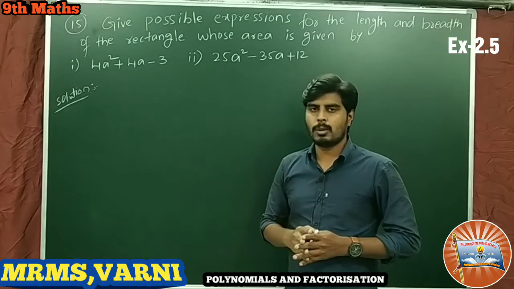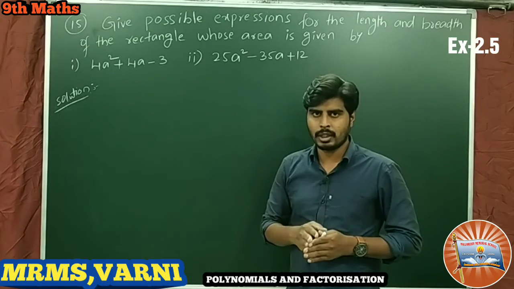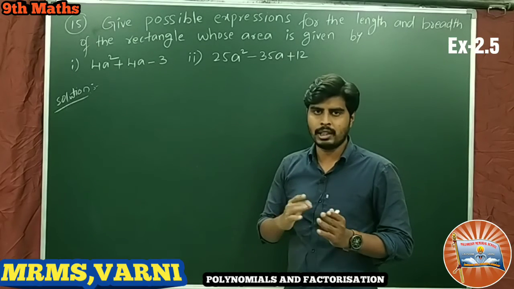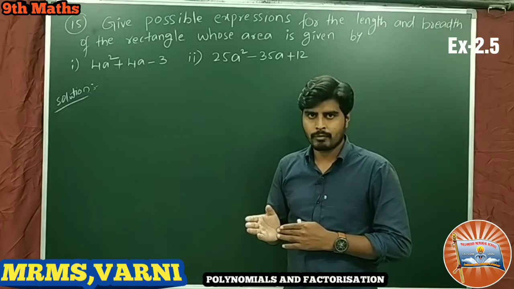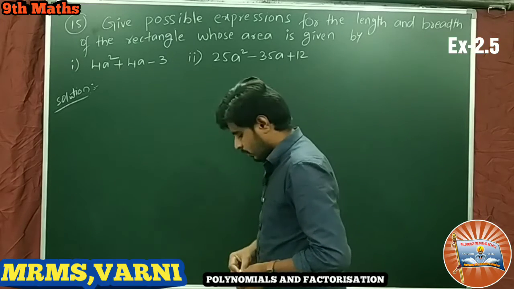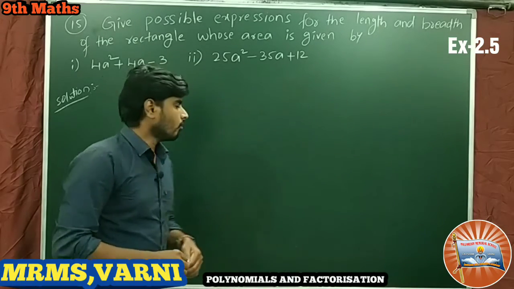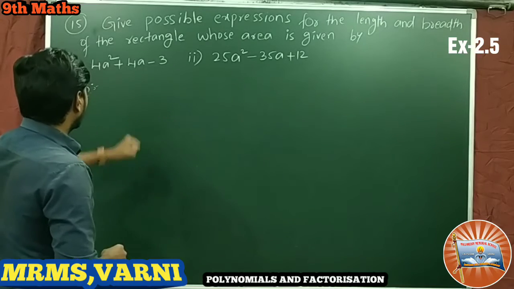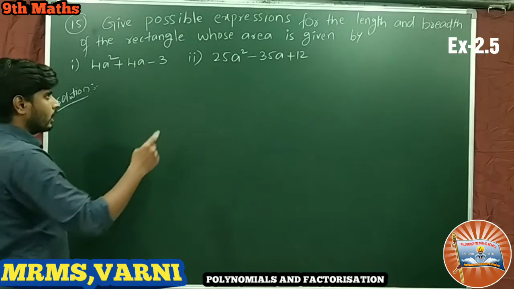The two linear polynomials are nothing but length and breadth, nothing but two dimensions. One is length and one more is breadth. I think you have got the idea. So now we need to factorize these two polynomials to get the length and breadth.